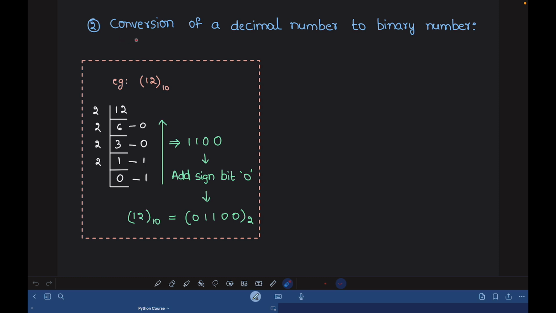Now let's see how we can convert a decimal number to a binary number. To do that, we use something called the division by 2 method.